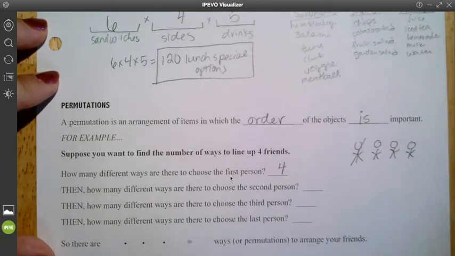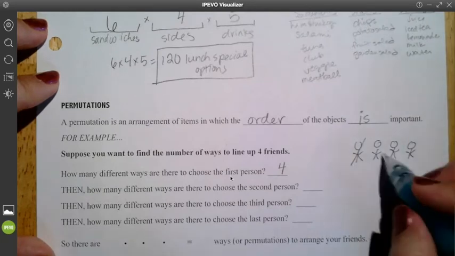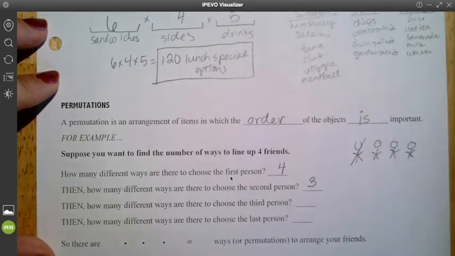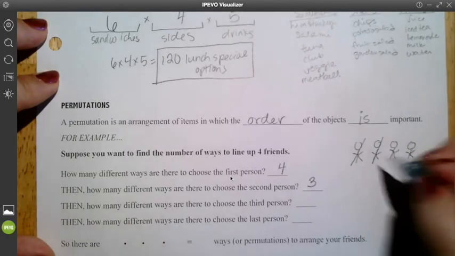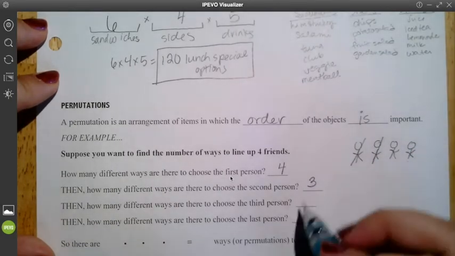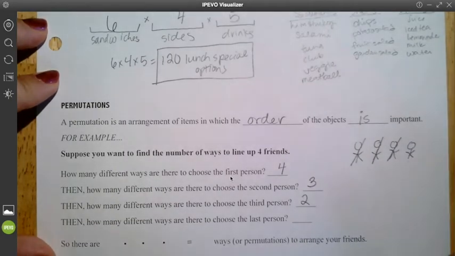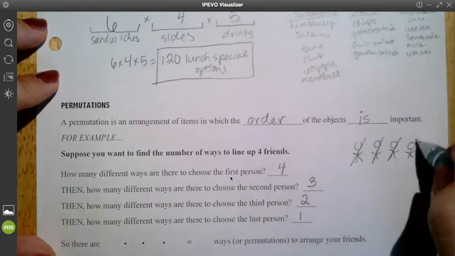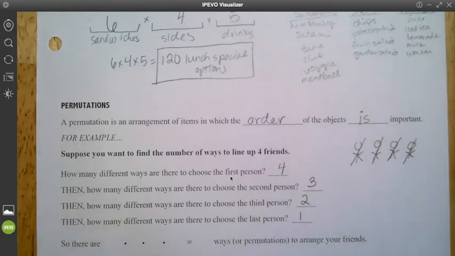So now how many options do I have? Well, now there are 3 options left to choose from. I chose someone. Now there are 2 options left. And now there's only 1 option left. And so I had to make 4 decisions, but they were not the same number. Every time I made a decision, it went down.